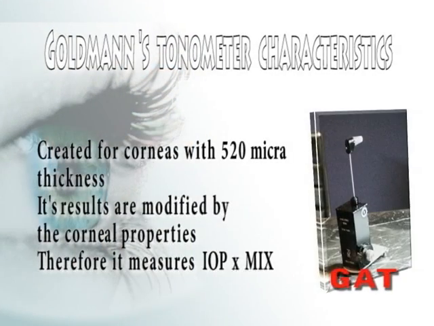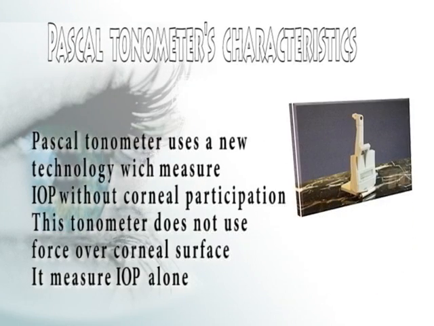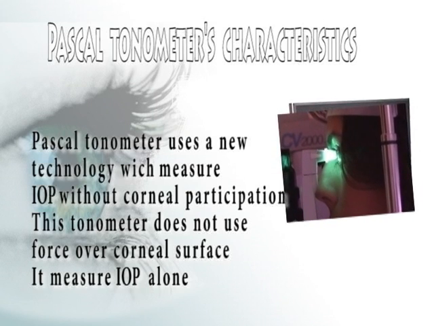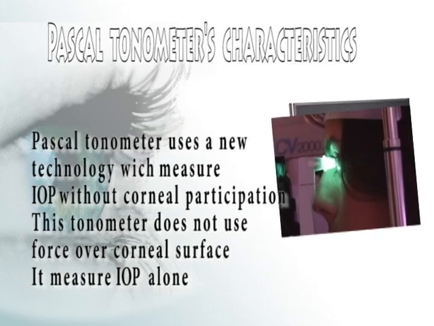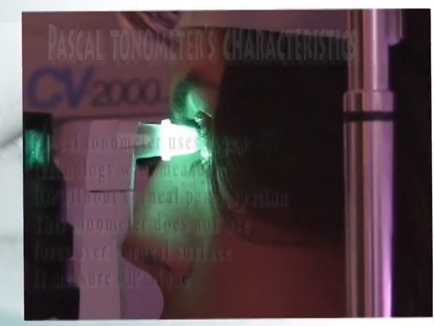We know that the Goldmann tonometer is sensitive to the mix of corneal properties. It measures, of course, the intraocular pressure multiplied by the mix. New tonometry technology of dynamic contour, represented by the Pascal tonometer, is capable of measuring intraocular pressure with little or no participation of the cornea.